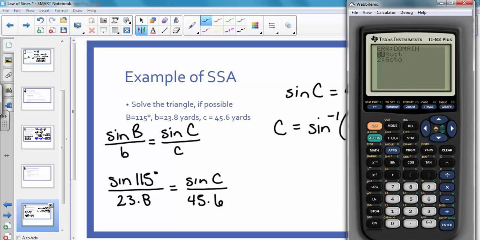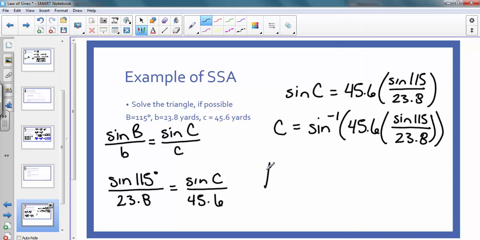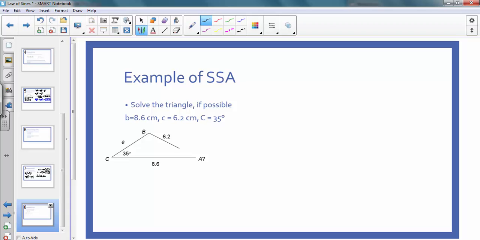And as you can see, I get an error. So the minute that you get an error in your calculator tells you that you have no solution. So here, my final answer is no solution.